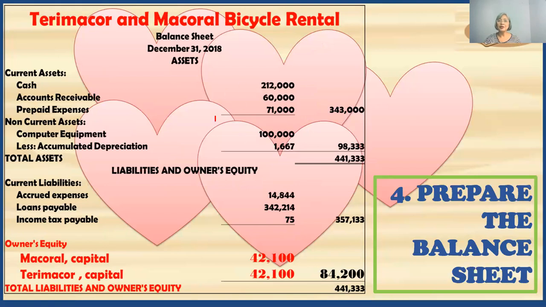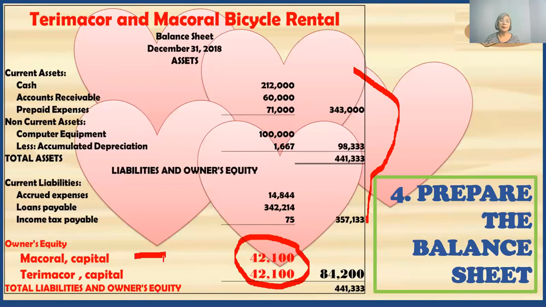Ito, partnership. Tignan natin. So, we have the same data for the asset accounts in the sole proprietorship and partnership. Pareho lang, wala nang bago, up to the liabilities portion. Pero pagdating sa capital, mababago na yung itsura. Kasi nga, kanina, sole proprietorship lang. Ngayon, partnership na. So, mag-a-appear pareho yung pangalan ng mga partners.